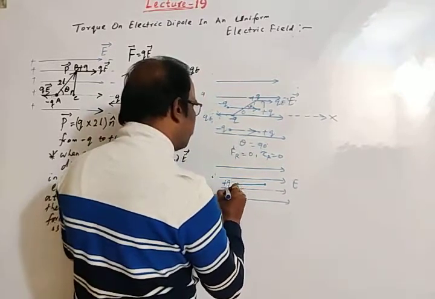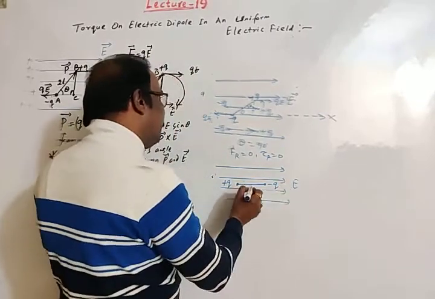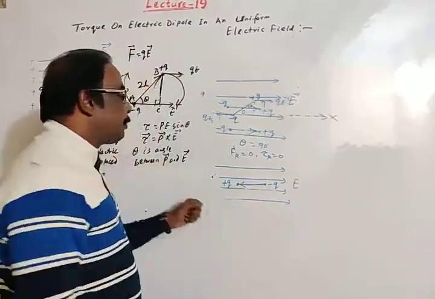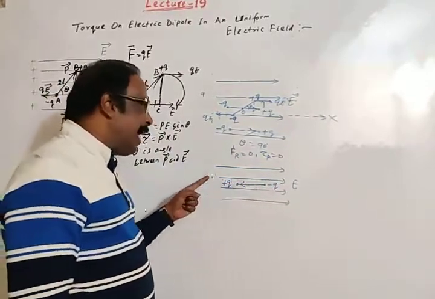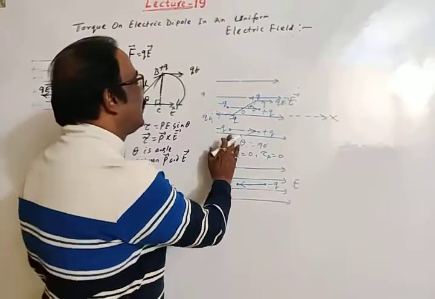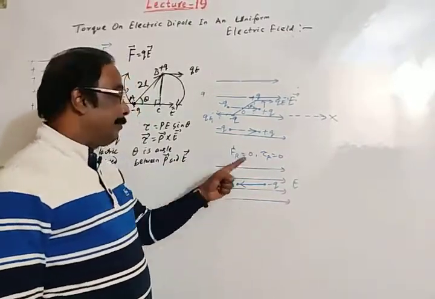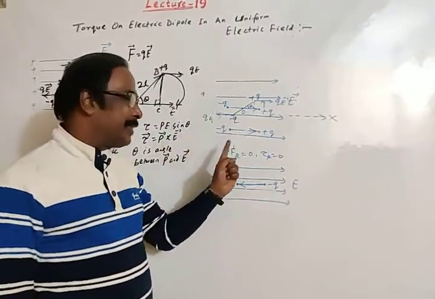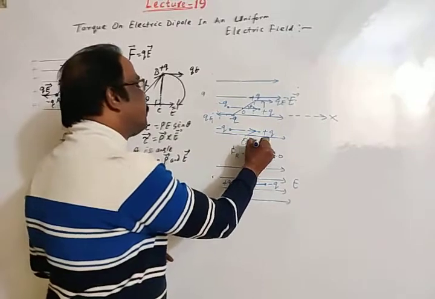This is plus q, this is minus q. Then this is the direction of the dipole moment, from minus q to plus q. It means now the dipole is anti-parallel to the direction of the electric field. Theta is 90 degrees in the previous case, so I erased that. In this case, theta is 0 degrees.